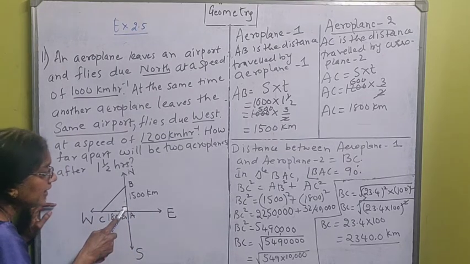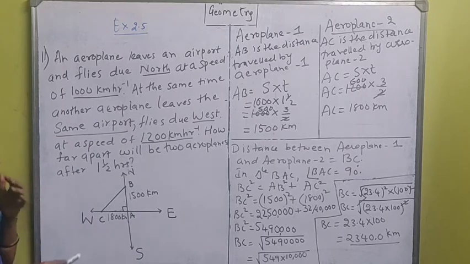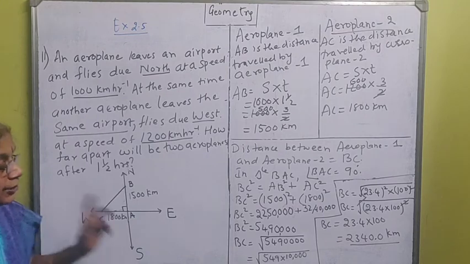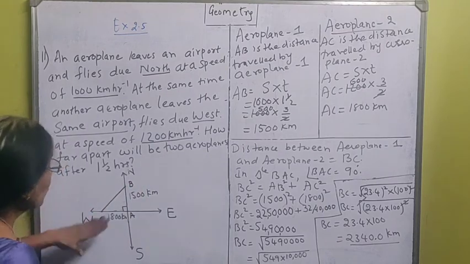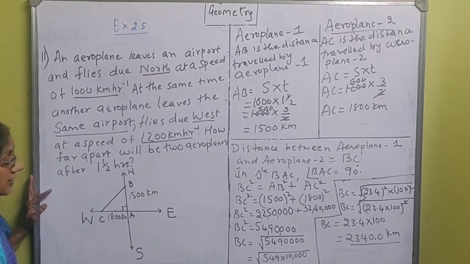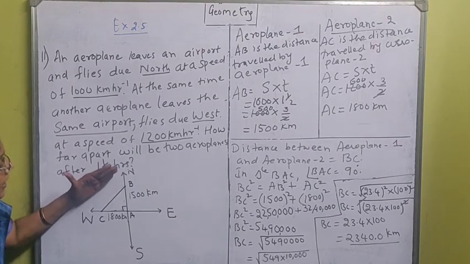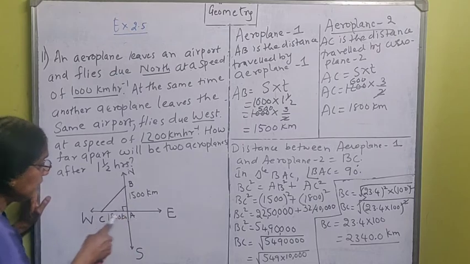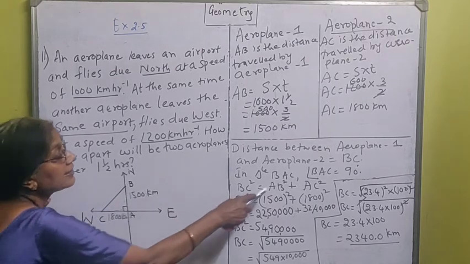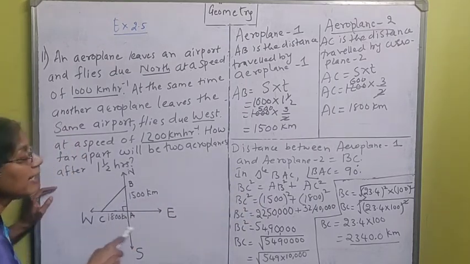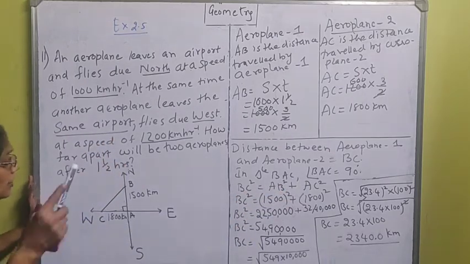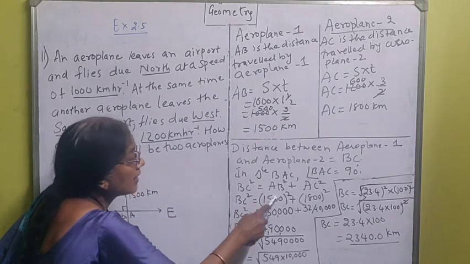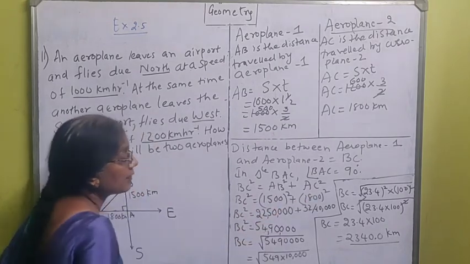So it is making 90 degrees. So you can see that BAC is a right angle triangle and angle BAC is equal to 90 degrees. Since angle BAC is 90 degrees, you can use the Pythagoras theorem. Which is the hypotenuse? BC. So BC square is equal to, which are the two sides? AB and AC. So AB square plus AC square. I will substitute the values of AB and AC. So it is equal to 1500 square plus 1800 square.